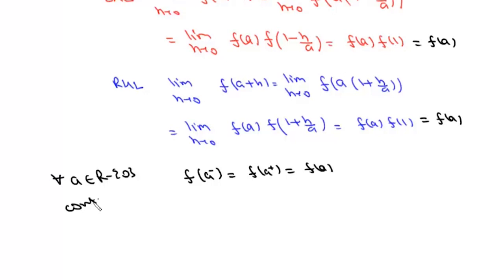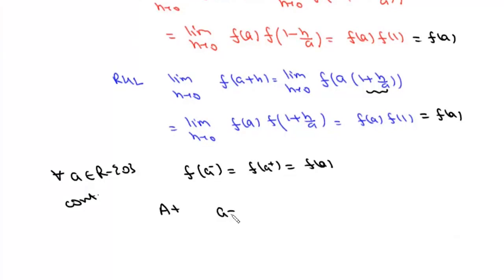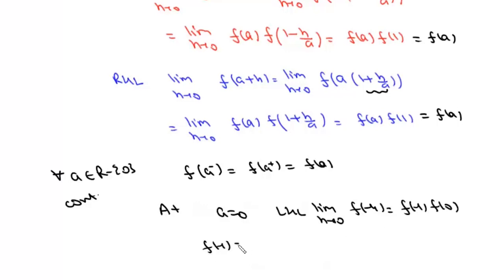Now what will happen at a equals 0? Now at a equals 0, if we look at its left hand limit, its left hand limit will be limit h tends to 0 f(minus h), which is f(minus 1) into f(0), and this f(minus 1) may not be equal to 1. So at a equals 0, it may be continuous and it may be discontinuous. So it is not necessarily true. So this function is continuous for all x except at 0.